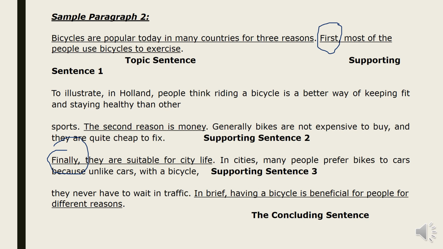Now I move to the concluding sentence, in which I restate what I mentioned in a brief way. I restate the topic sentence in different words. So in brief, and this is also a transition, this is very important. Having a bicycle is beneficial for people for different reasons, as if I'm saying that bicycles are popular today in many countries for three reasons, but using different words.